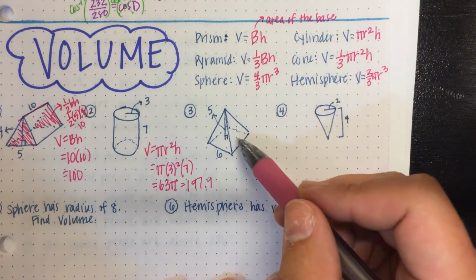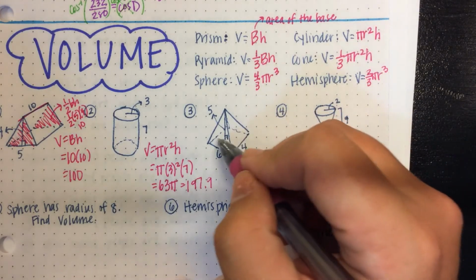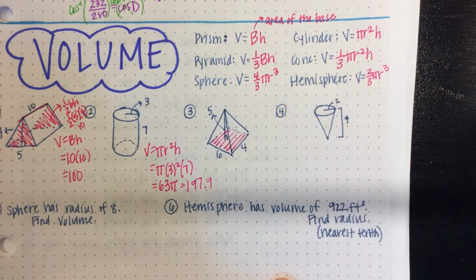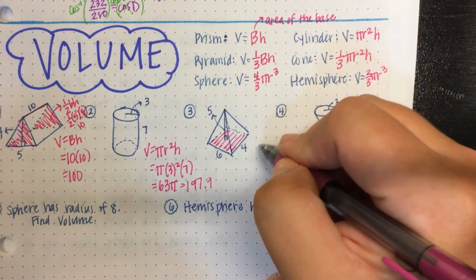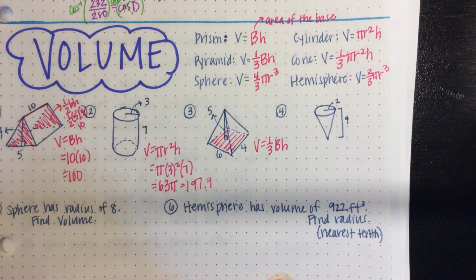For number 3, we've got a pyramid because I have a base raised up to a point, right? So your base is going to be the side that's opposite the point. Okay, and that point we call our top vertex.